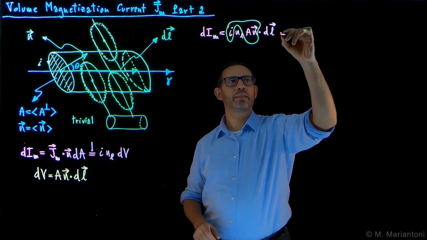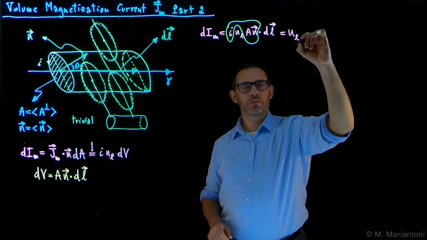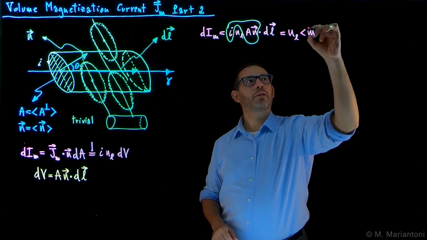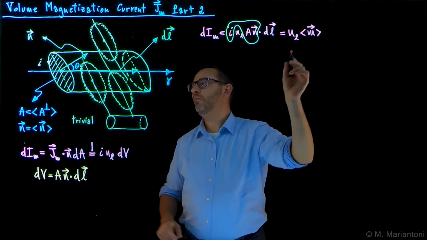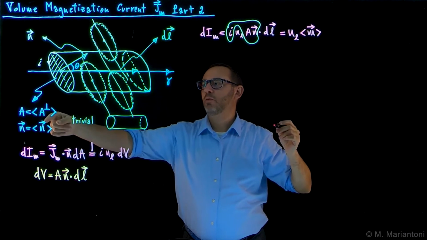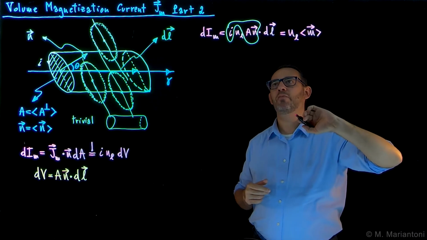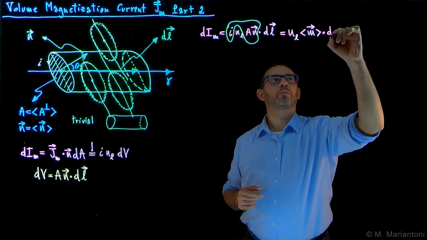Which means we can rewrite this as NL, the number of loops per unit volume, so the density of loops, times the mean value of the magnetic dipole moment M, which is given by this quantity. Mean value, because A and N have to be intended as mean values. So here I keep it just to remind ourselves that it's a mean value. So NL we have, and this has to be dotted with dL.